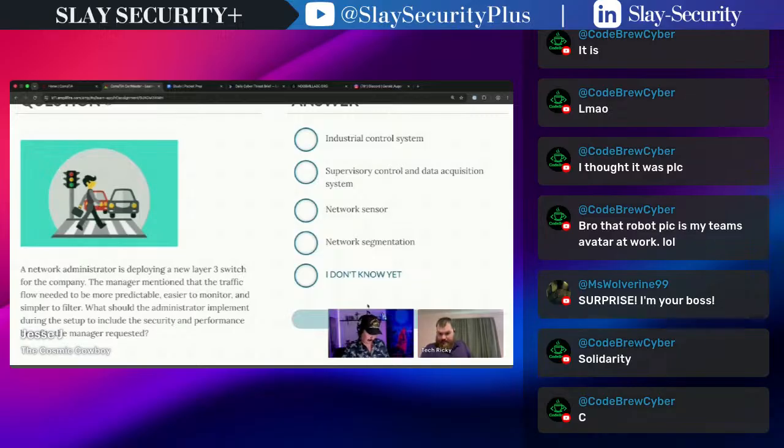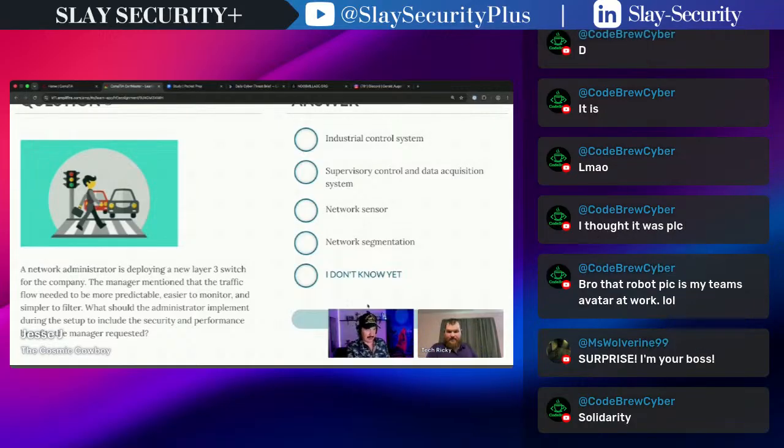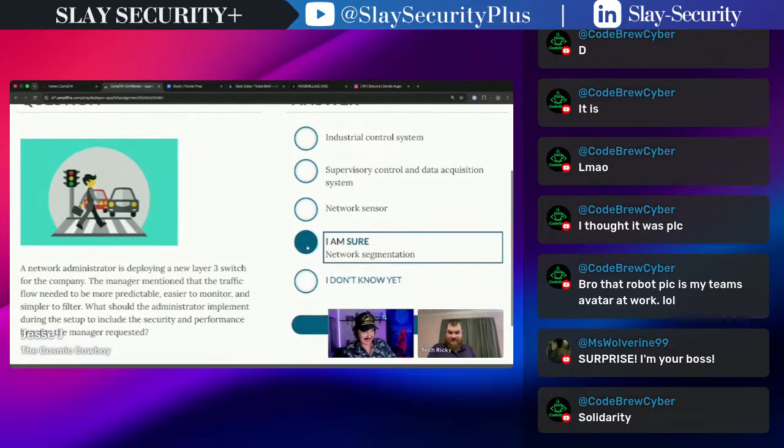You can quickly know what you're looking at. Yeah. Easier to monitor. I don't know if it really fits that. I mean, if you think about it, you're not trying to monitor the entire flat network. You're only trying to monitor certain segments. Right. So I could see how that fits. And I don't think ICS fits this. I don't think so either. Network sensor seems kind of generic to me. So I think it's either going to be network sensor or network segmentation. Solidarity time. Code Brew Server is also going with D. Solidarity, guys.